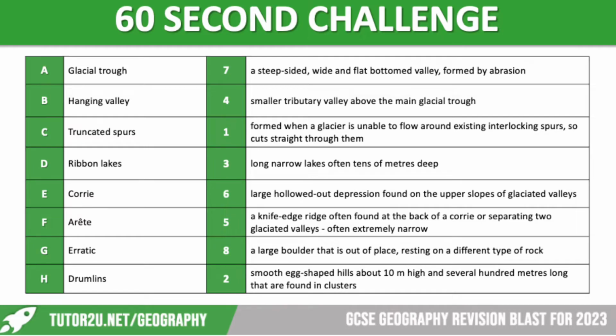G is erratic, so it goes with 8, a large boulder which is out of place, resting on a different type of rock. And H2 is drumlins, small egg-shaped hills about 10 metres high and several hundred metres long that are found in clusters. They are quite odd things to see.